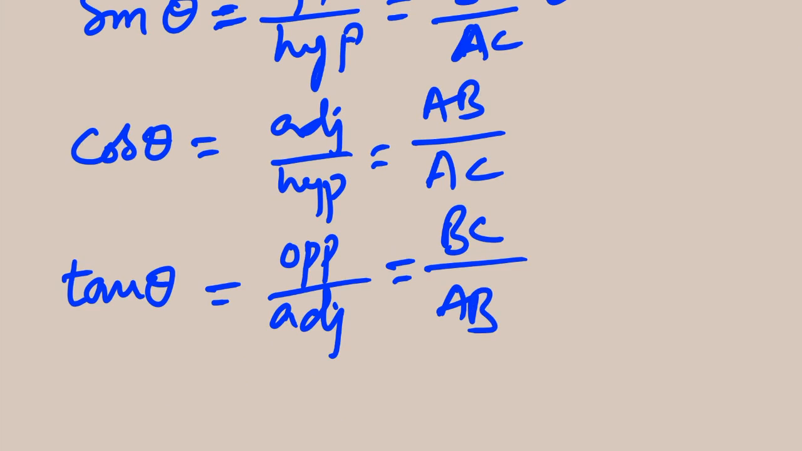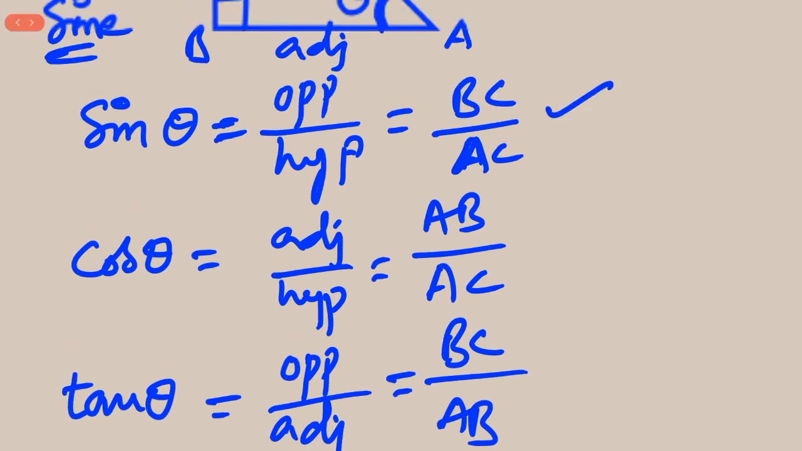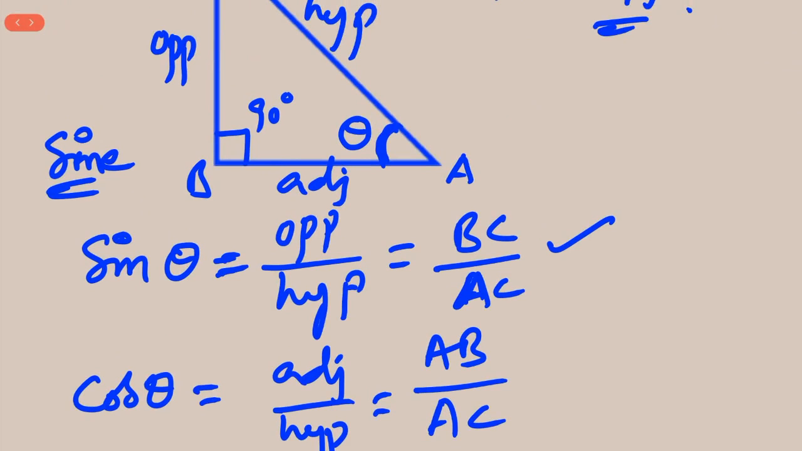These are the main three ratios we can define by using a right angle triangle. You can give any other name, XYZ triangle or anything you want to take. Here I've taken ABC.